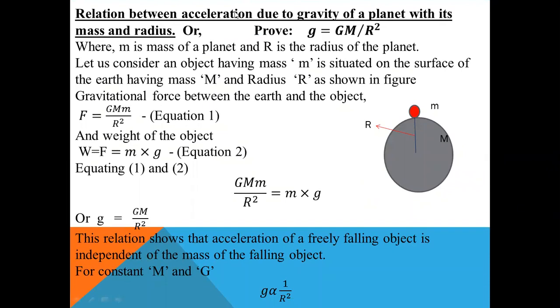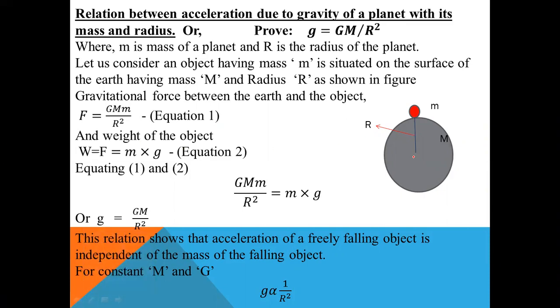Relation between acceleration due to gravity with its mass and radius, or the same thing can be asked in the form of a question: prove g is equal to GM upon r square. To prove this relation, let us consider a planet of mass M and radius R. Let an object of mass small m be situated on the surface of the earth, or on the surface of this planet.